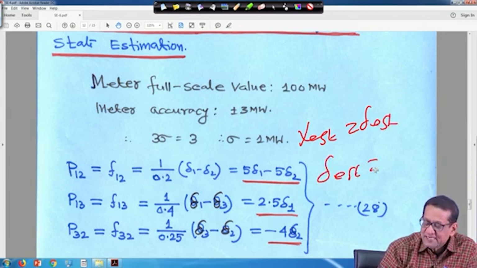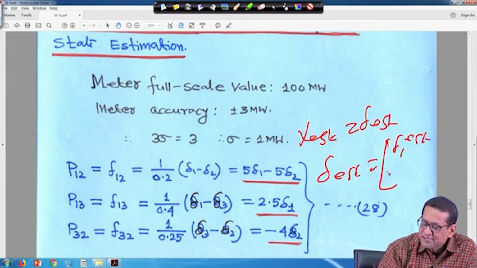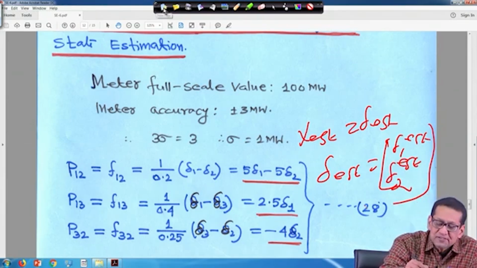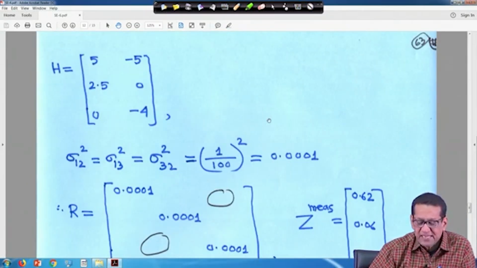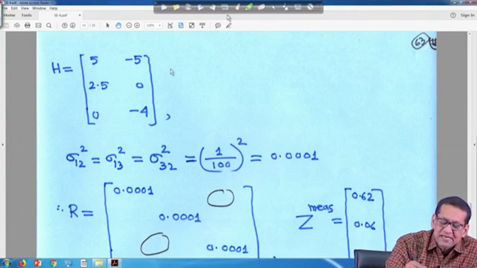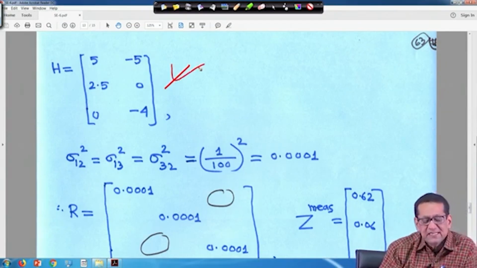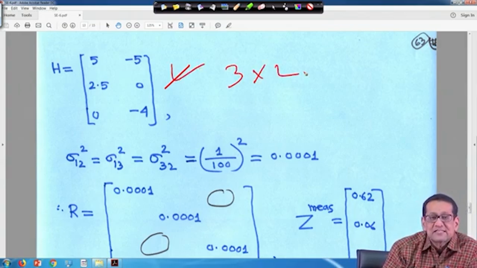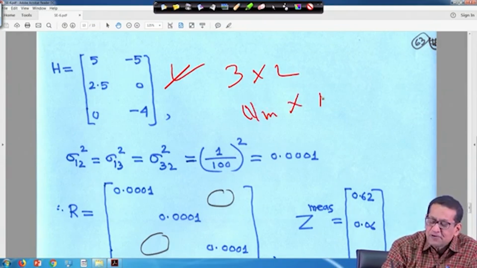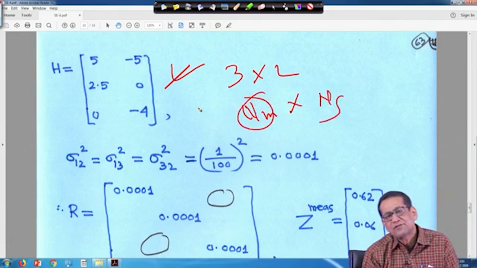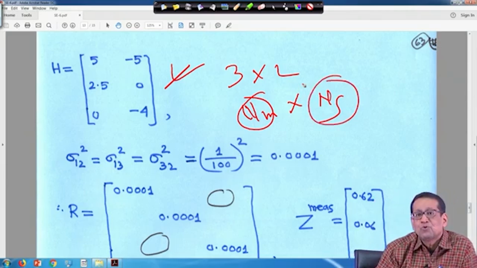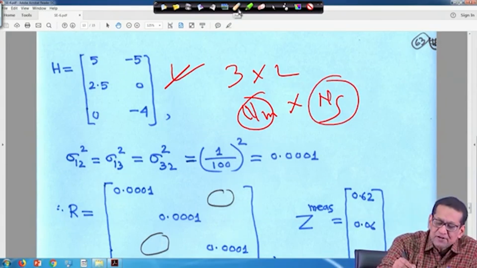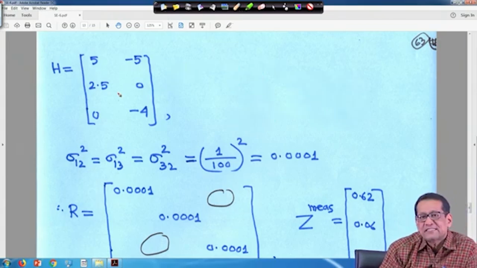So, delta estimated 1 is delta 1 estimated and delta 2 estimated, right. So, if you form this equation, then your H will become this matrix. This is your H matrix. If you see, it is a 3 into 2 matrix, that is nothing but your Nm into Ns, because your number of measurements is 3, as all the 3 lines' measured values were given, but the number of state variables is 2. That is why this H matrix is 3 into 2.